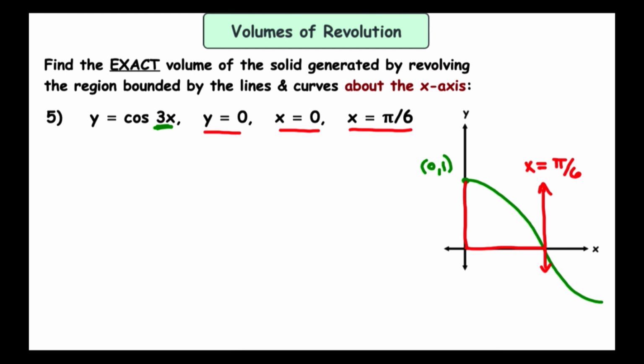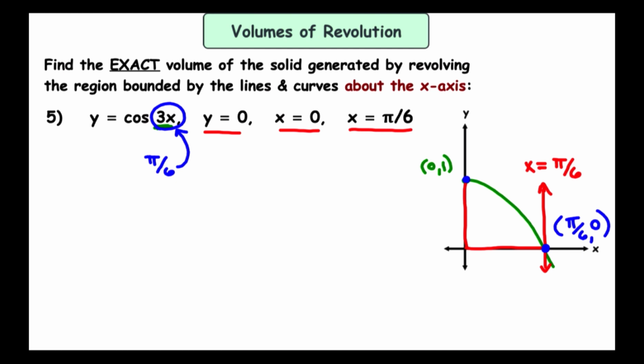So what's the real reason that we know that it crosses at pi over 6? Well, if you put a pi over 6 in for x, right here, you're going to get the cosine of pi over 2, which is the cosine of 90, and that is 0. So, yes, we know that these points are (0, 1) and (pi over 6, 0). So that's my region. It's an almost triangle. It's a triangle with a curved hypotenuse, if you will.